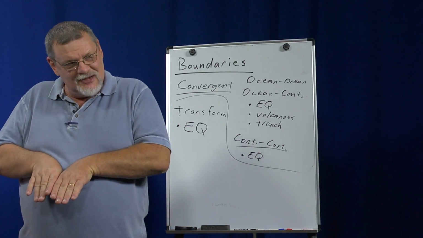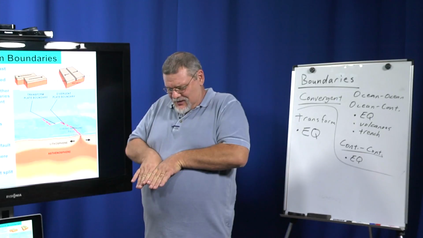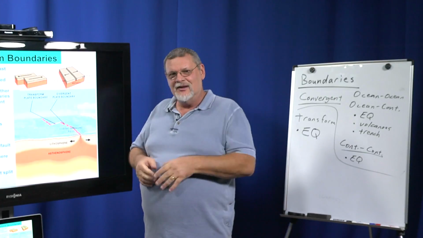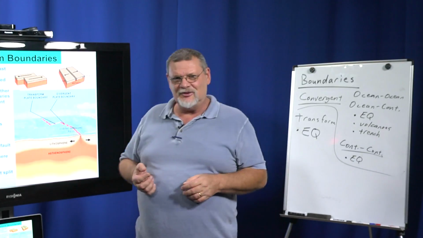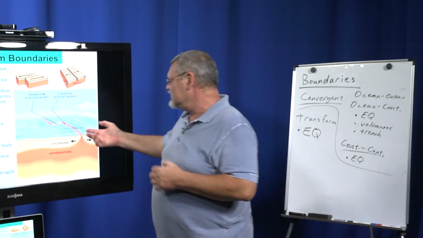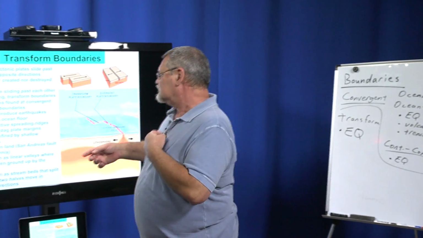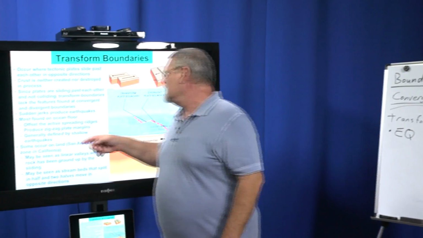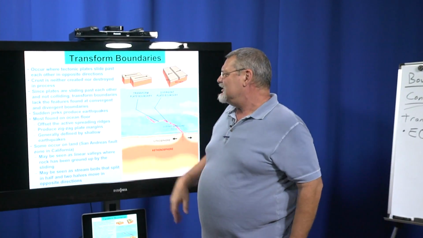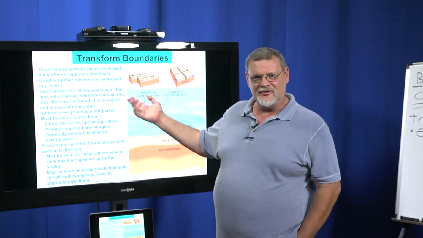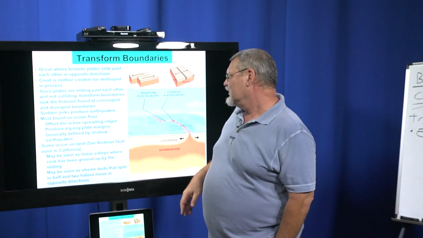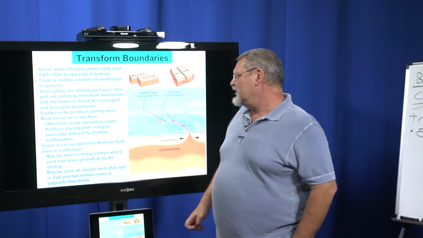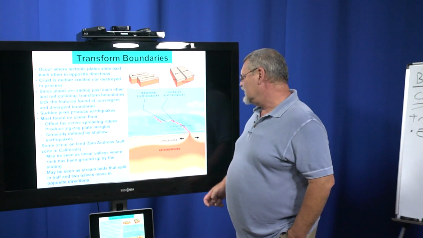It doesn't happen gradually. You're not doing this. It builds up pressure, and then it slips a little bit. And that's an earthquake. That's what happens with these plates on the Earth. And since they're just sliding past each other, it doesn't have the features of convergent or divergent boundaries. Sudden jerks produce earthquakes.